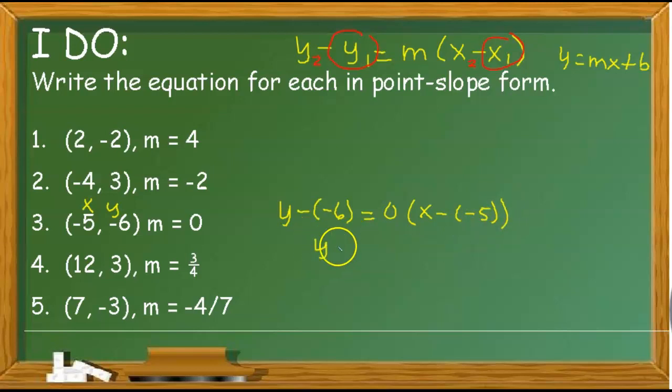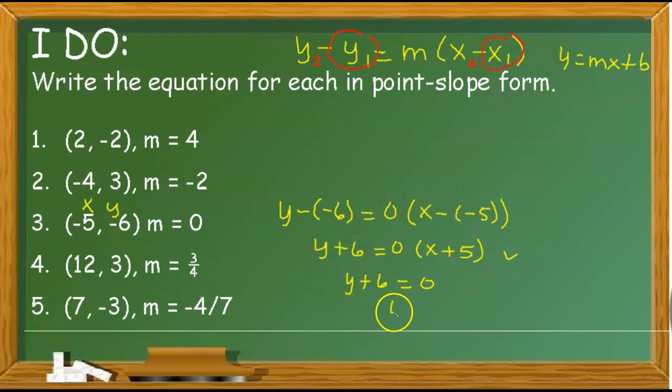So first off, this would be y plus 6 equals 0 times x plus 5. Now, some of you might have said, but why do I even need to write that? Because I know 0 times anything is 0, and that is 100% true. So you actually could have skipped this step and gone straight to the next step, and that would be acceptable.